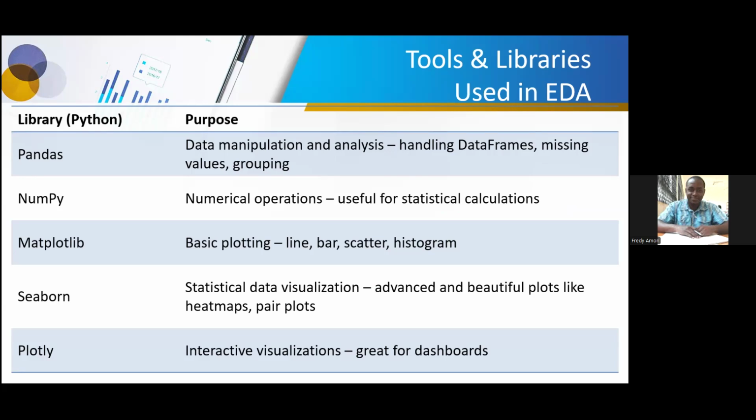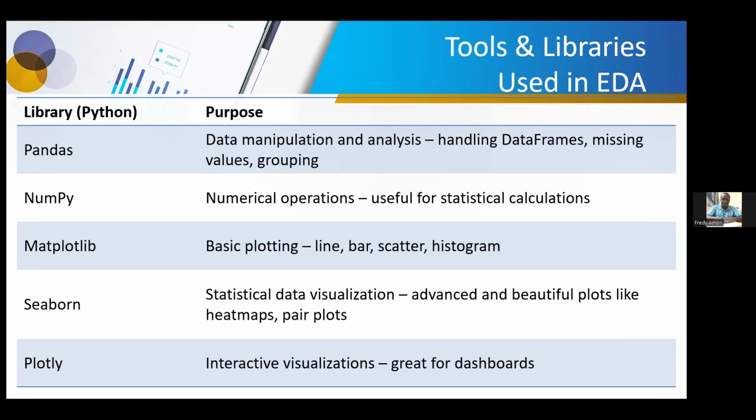So we'll see it once we start doing the hands-on demos. And then we'll have NumPy, which is for numerical operations, useful for all statistical calculation. And then we'll have Matplotlib, which is basically for basic plotting: the line, the bar, the scatter, the histogram, and all that. And then the next one, which is Seaborn, which is statistical data visualization.